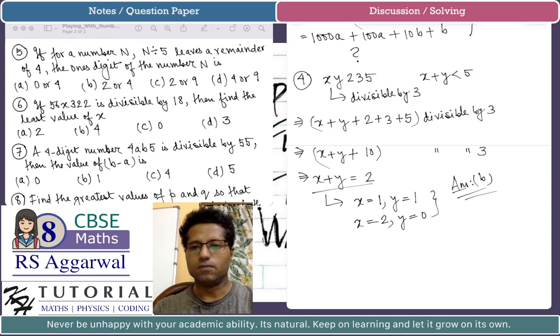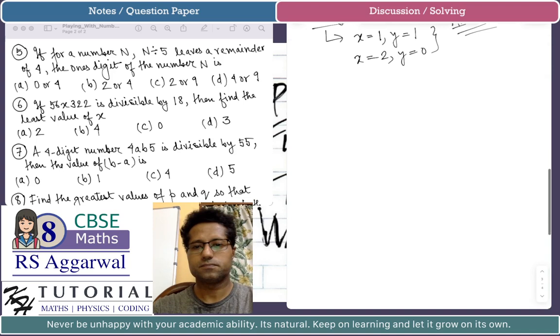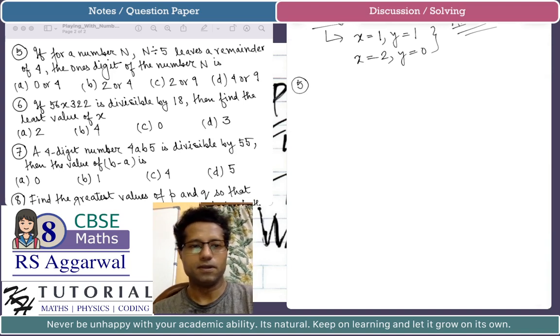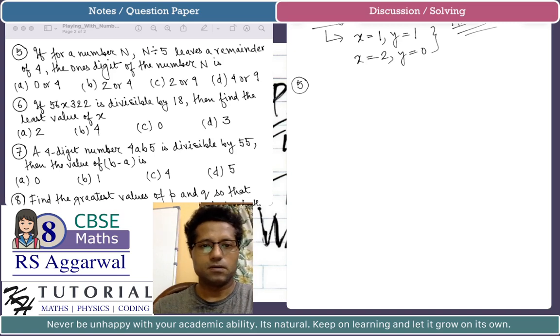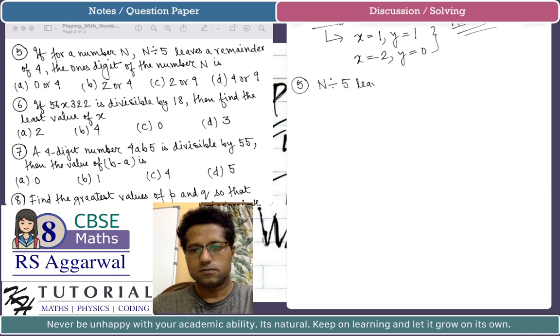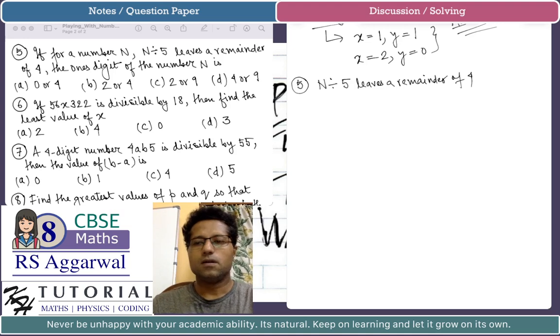Okay, let's do problem number 5. If for a number n divided by 5 leaves a remainder of 4, the ones digit of the number n is. It is given that n divided by 5 leaves a remainder of 4.